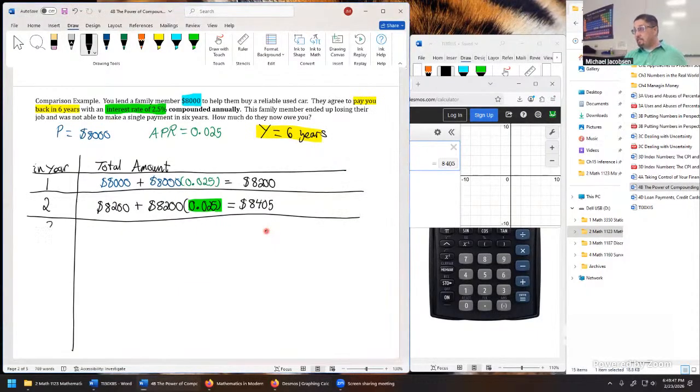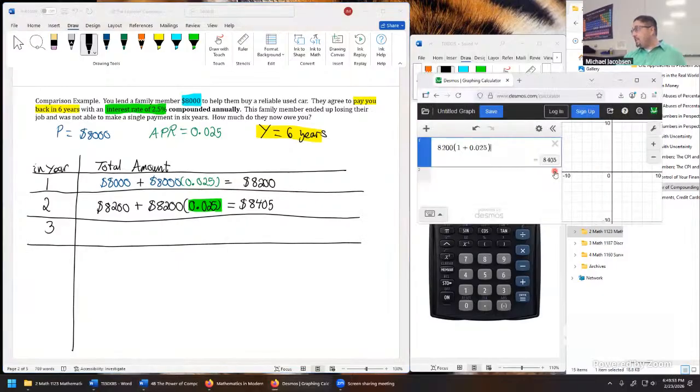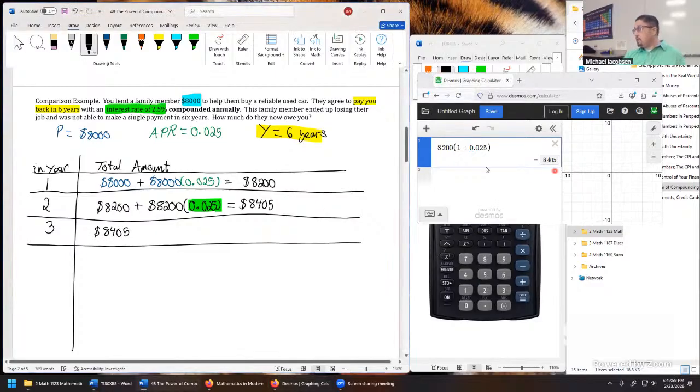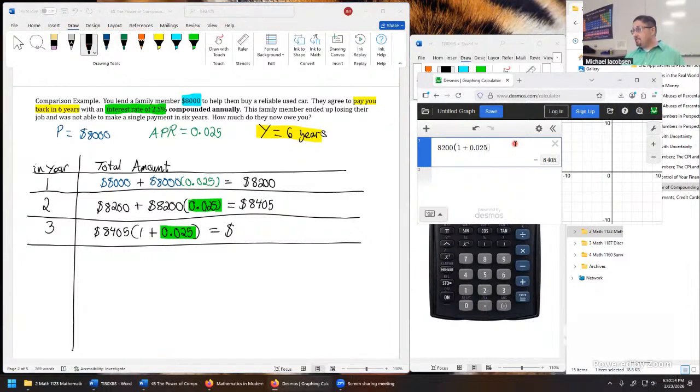So now in year 3, we're taking the $8,405 we have here, but reusing this format: 1 plus 0.025, multiply all those together, and here's what we're going to get. 8,405 times 1 plus 0.025, or you could just add them together and call that 1.025, for the same result.